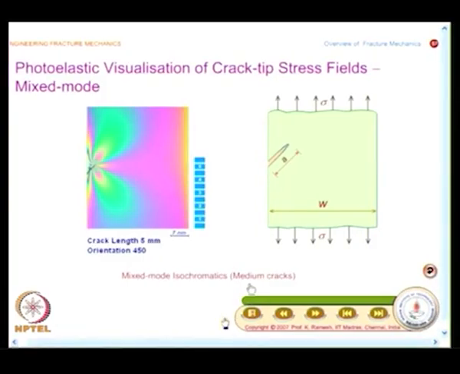And this is all done for medium length cracks. I have not taken a longer crack. In fact, we would see very interesting practical examples in which we see how the situation changes when the crack length is longer.